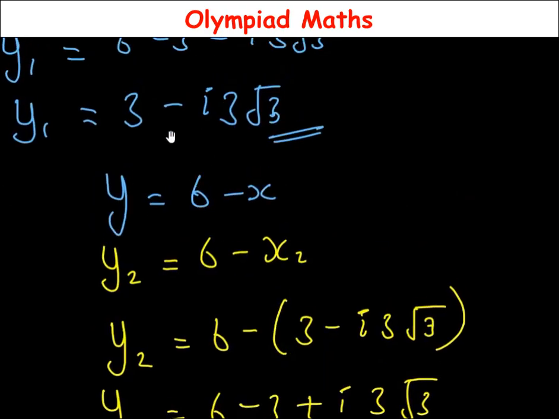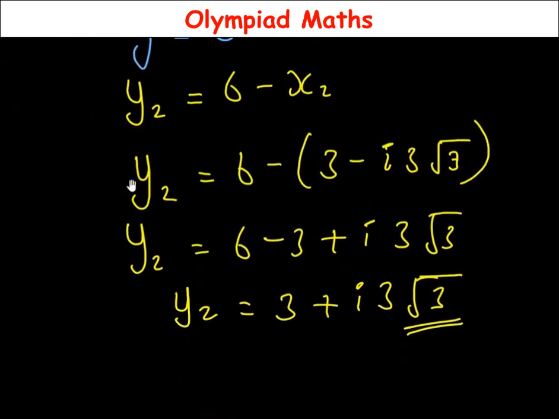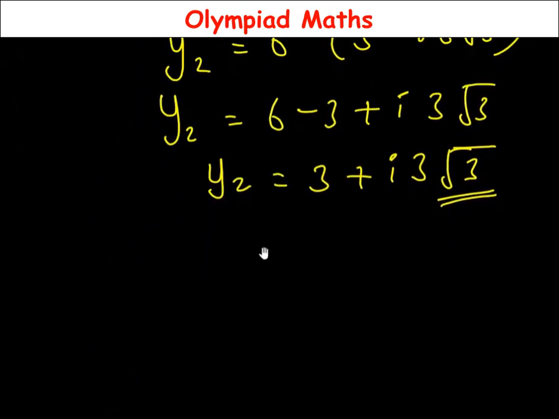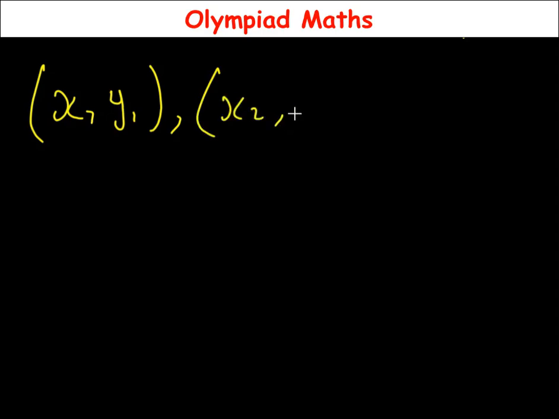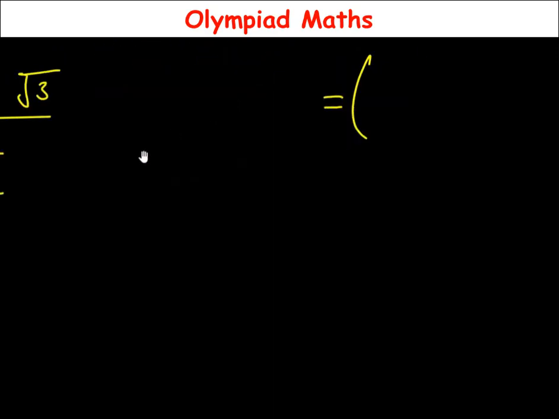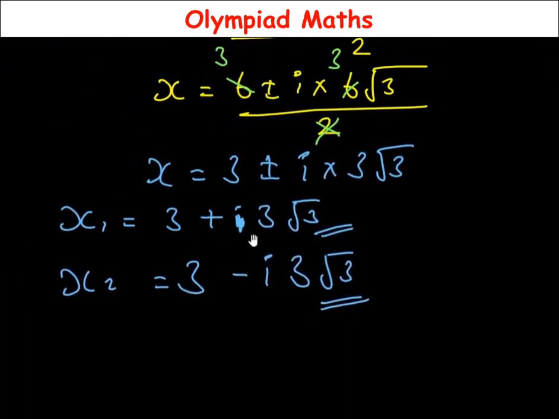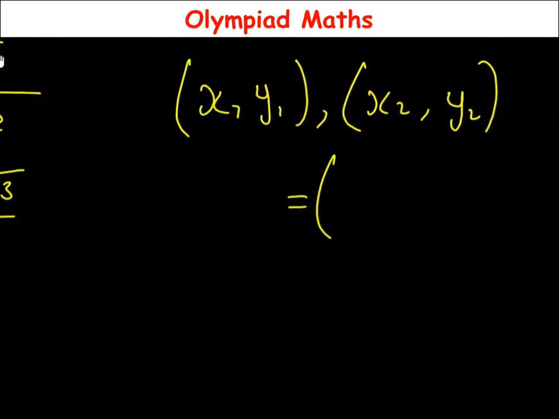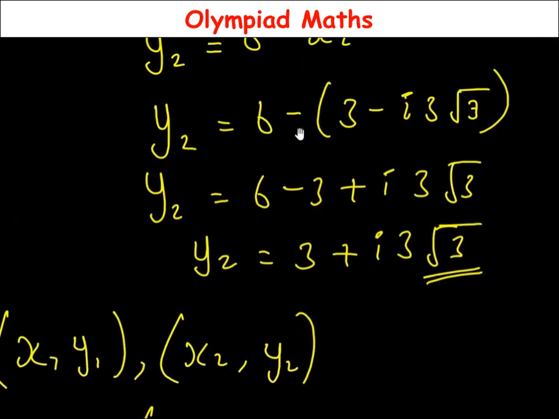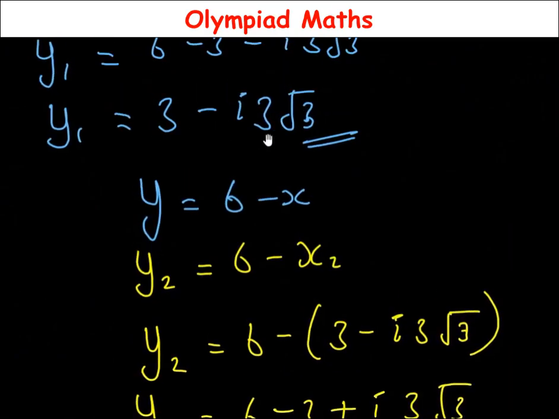So we've gotten the value of y1 and y2 and also the value of x1 and x2. But then, if you are to report your solution, this is how you will write down your solutions for the value of x and y. In bracket x1, y1, comma, in bracket x2, y2. So the value of x1 that we got is 3 plus i times 3 root 3, then comma, the value of y1 that we got is 3 minus i times 3 root 3.